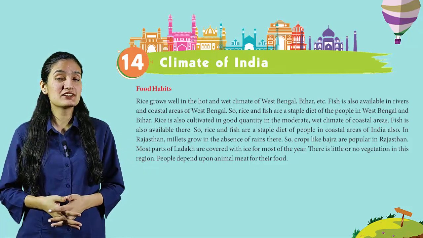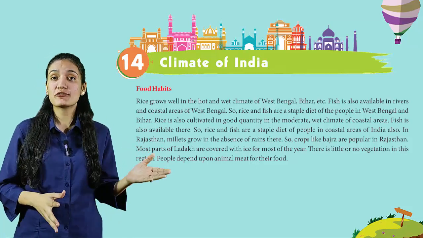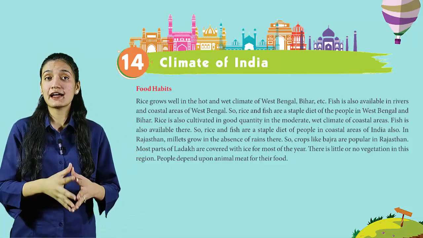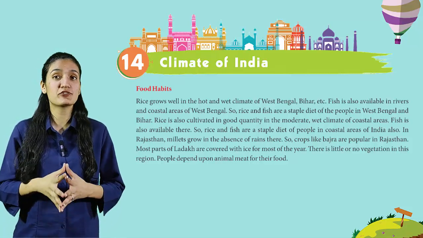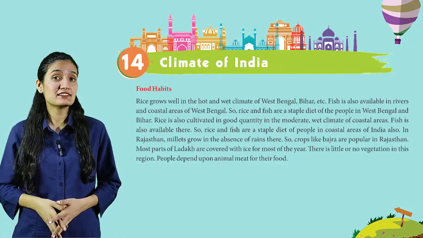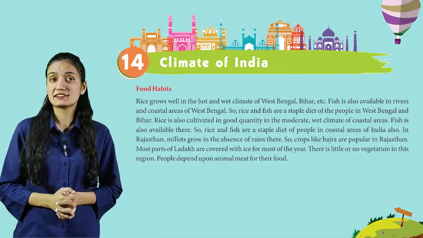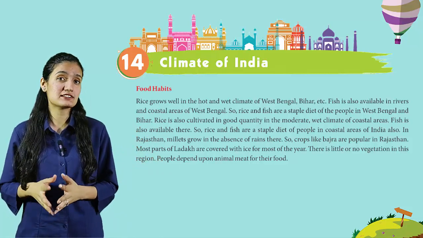Rice is also cultivated in good quantity in the moderate wet climate of coastal areas. Fish is also available there. So rice and fish are a staple diet of people in coastal areas of India also. In Rajasthan, millets grow in the absence of rain there. So, crops like bajra are popular in Rajasthan.